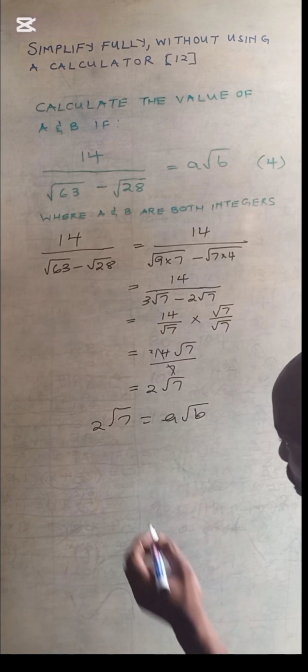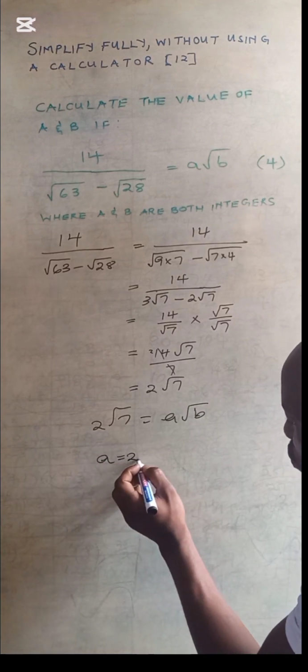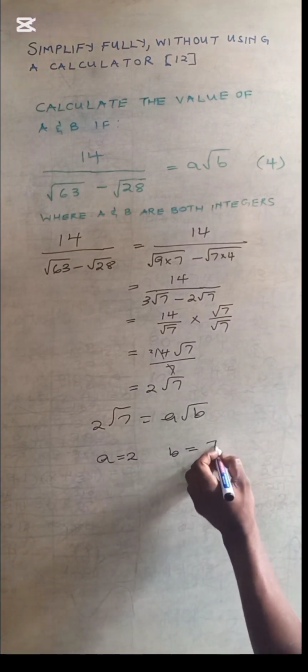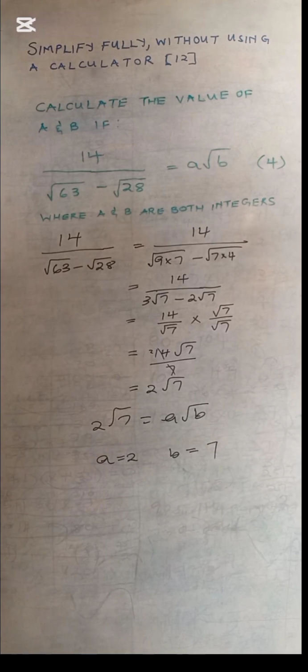So 2 square root of 7 is equal to a square root of b. You can clearly see here that your a is equal to 2, and then your b is equal to 7. Your b is not equal to the square root of 7. b is whatever is under the square root, right? So b is equal to 7.